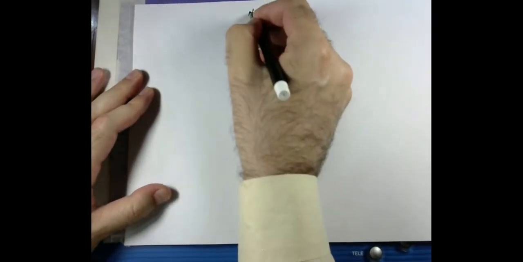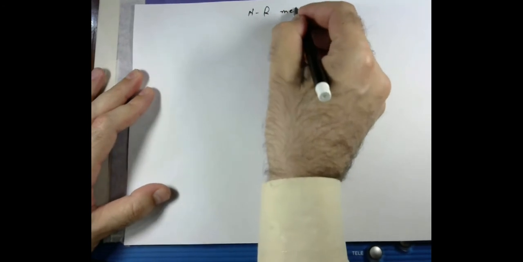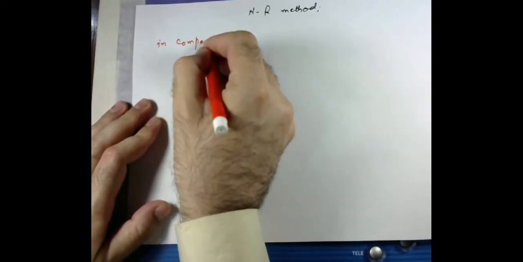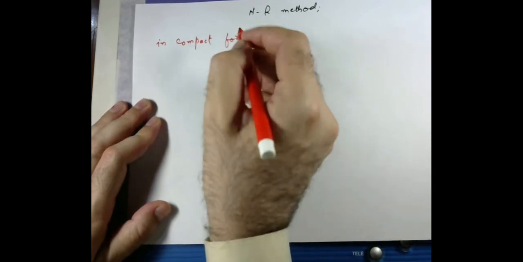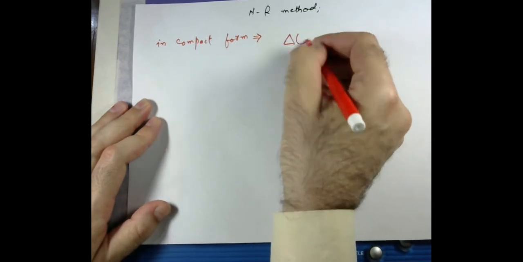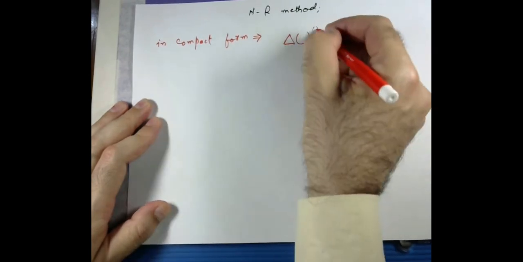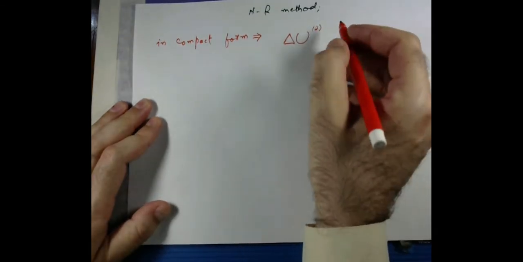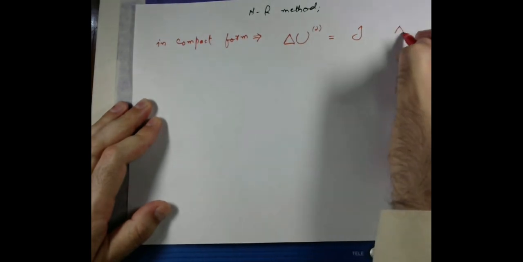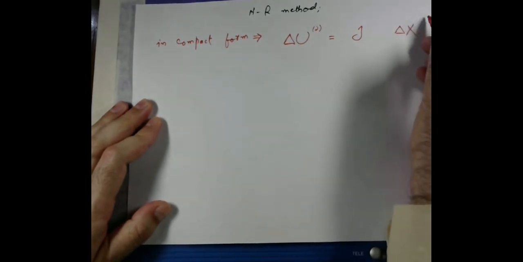Newton-Raphson method. I will write this particular matrix in the compact form. In compact form, it can be written like that: delta U rho equal to J delta X rho.